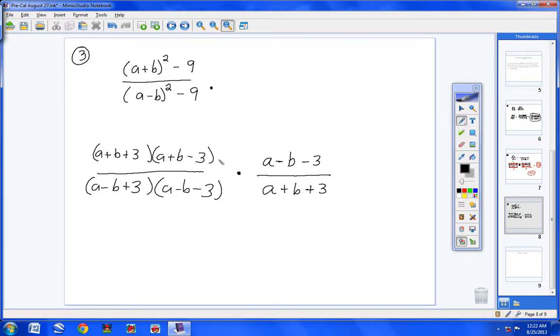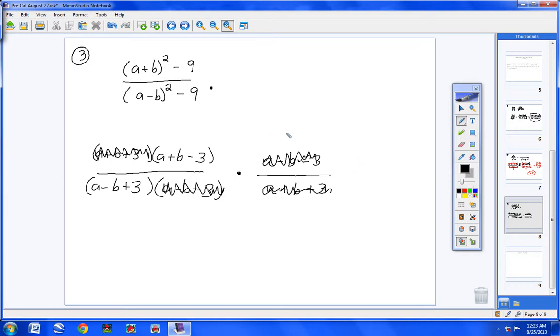So here we go. Let's see, I've got an a plus b plus 3 down here and an a plus b plus 3 up here. So I'm going to cross that off, cross that off. I have an a minus b minus 3 up here and an a minus b minus 3 right here. And that's it. We cannot reduce these because they're not identical. If there was a plus sign here, if this was a minus sign here, then they would match. We could cross them off, okay? But that is not the case. They do not match.